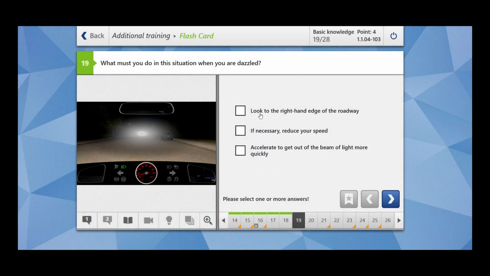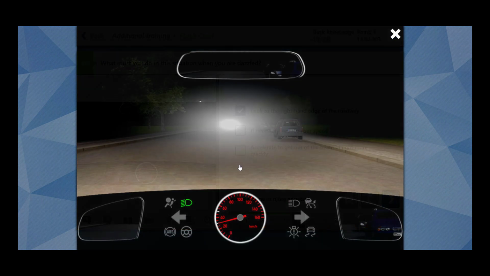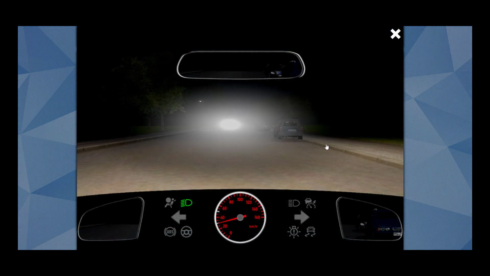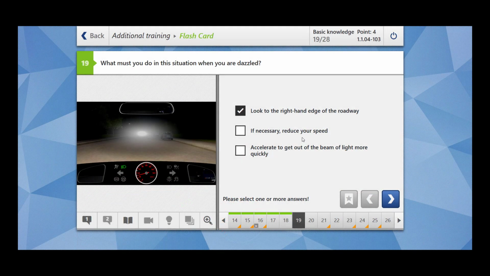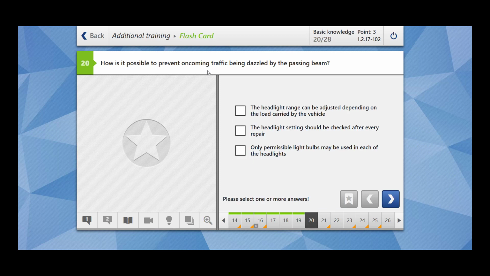Look to the right-hand edge of the roadway. Yes, this is a correct thing to do. You can concentrate towards this right-hand edge of the road in order to avoid the dazzling effect. If necessary, reduce your speed. Accelerate to get out of the beam of light more quickly. This is incorrect to do. It can cause accidents.